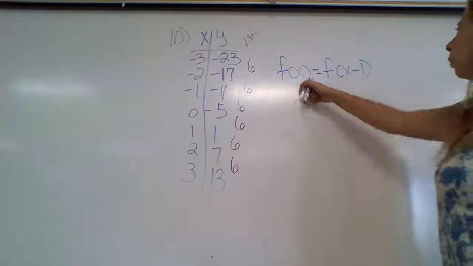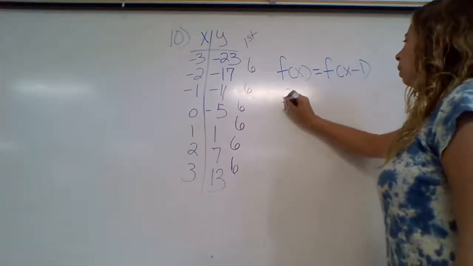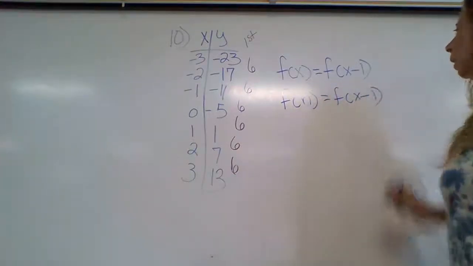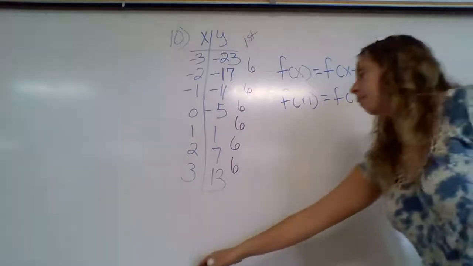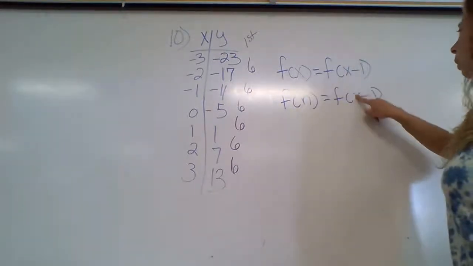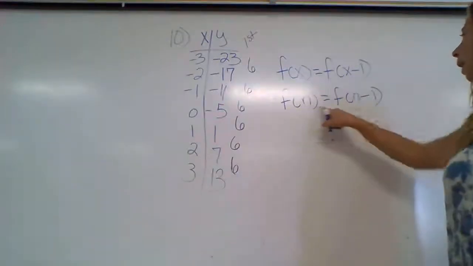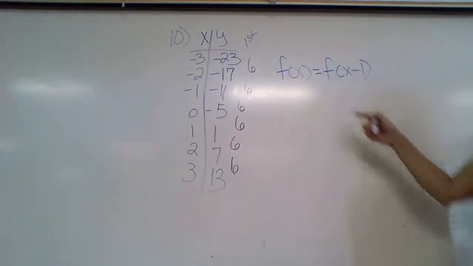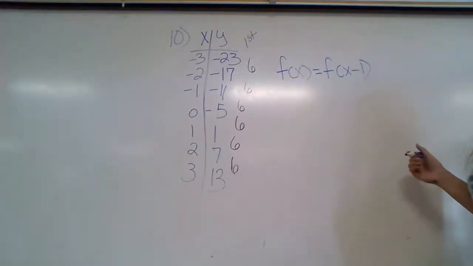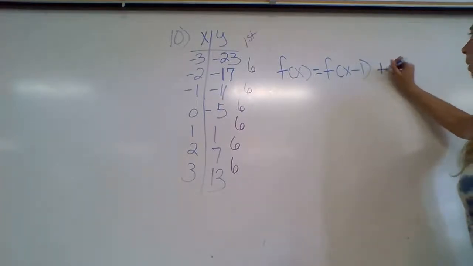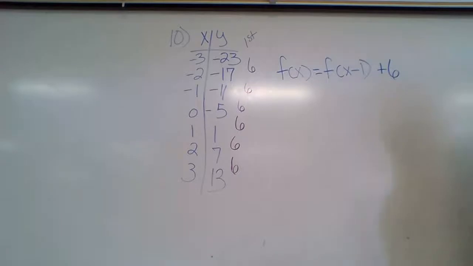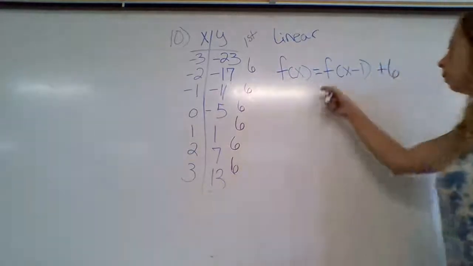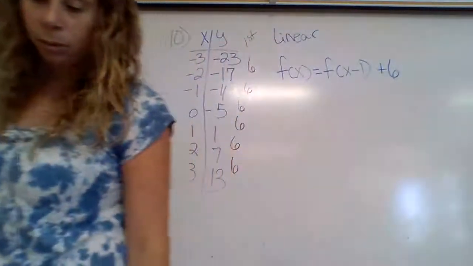Just make sure they match. So if you use x, always use x. You can't, like, if you did f of n equals f of x minus 1, all of a sudden that doesn't make sense. Your variables have to match. So x and x, or n and n. Okay. Anyways. So then your previous term, and then what are we doing to the previous term? We're adding 6. Okay. So, oh, we didn't say this. This is linear. So you would write linear, and then you would write your recursive equation, and I think that's all you do. Yes, it is.